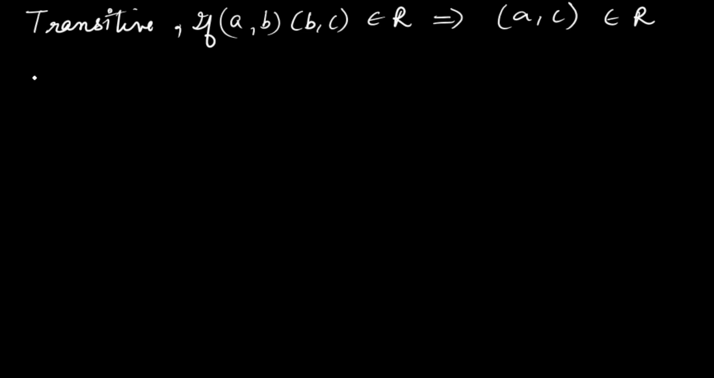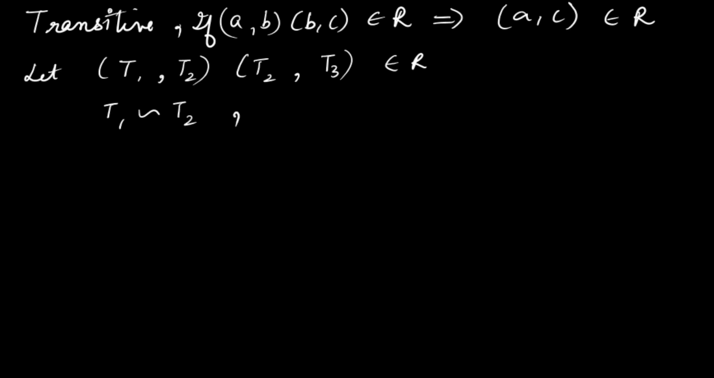So we'll take ordered pairs. Let (T1, T2) and (T2, T3) belong to R. If these ordered pairs belong to R, then from the first I get the information that T1 is similar to T2, and from the second I get that T2 is similar to T3. If T1 is similar to T2 and T2 is similar to T3, it implies that T1 is similar to T3.